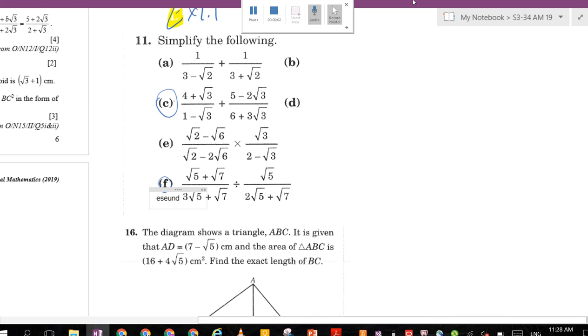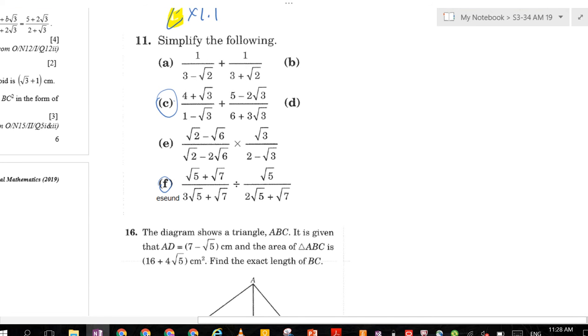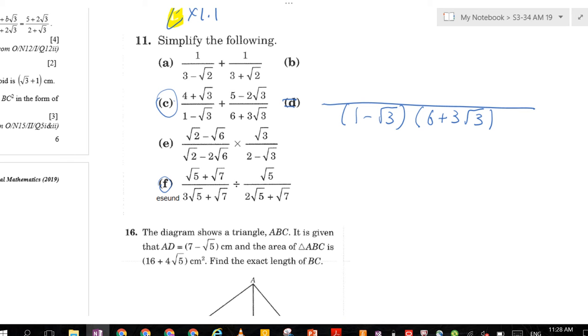Okay, now let's go through C, yeah? Let's go through C. Come, start. First, do you agree that there is no common denominator? The only thing I can do is no choice, but to make the same denominator, right? Yes? Now, the first one, 4 plus root 3, what must I do?